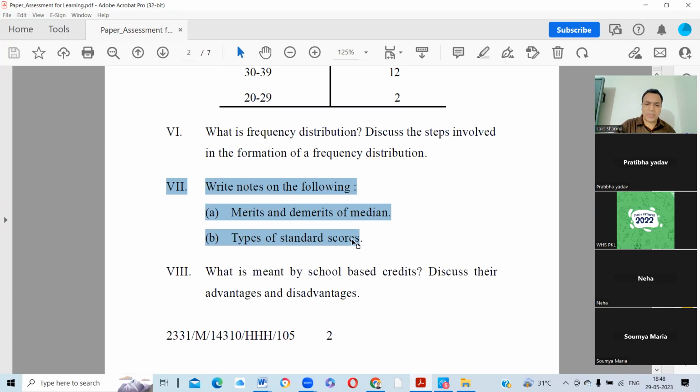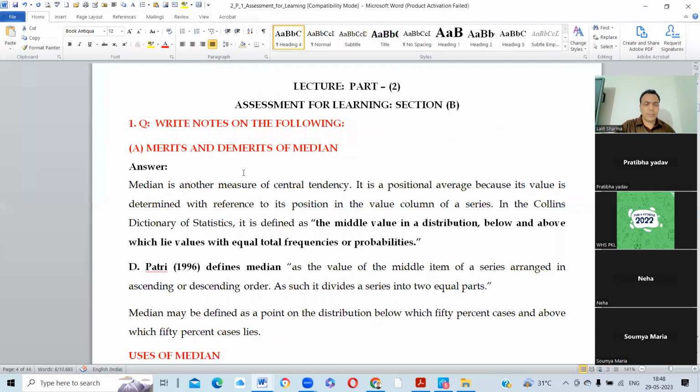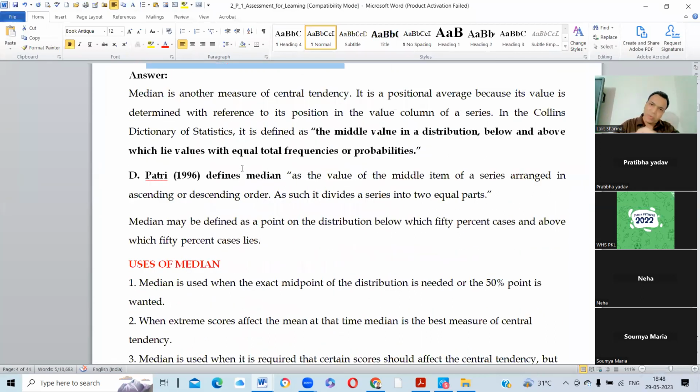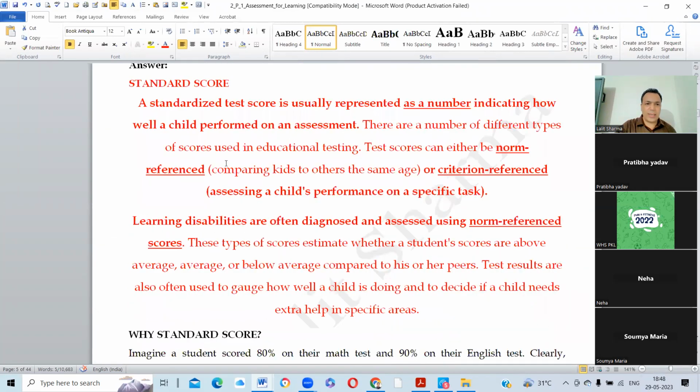Then I'll talk about types of standard scores. Then we'll talk about frequency distribution, right? Merits and demerits of a median you have come to know because we have discussed central tendency in detail, right, guys? So they are the same things, whatever is written over there. I have made these in notes for you, right, guys?